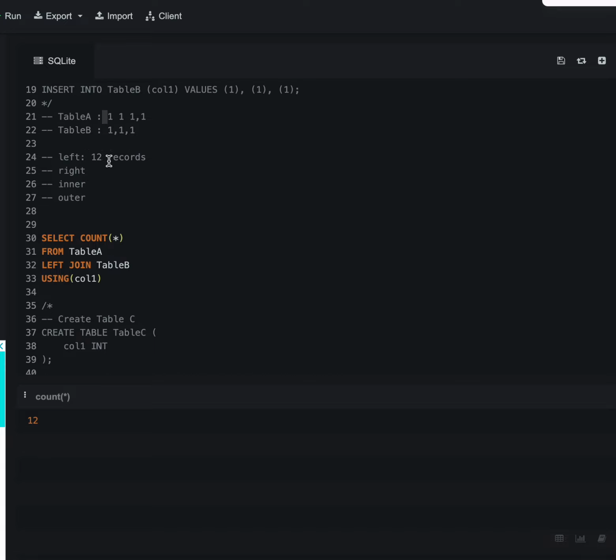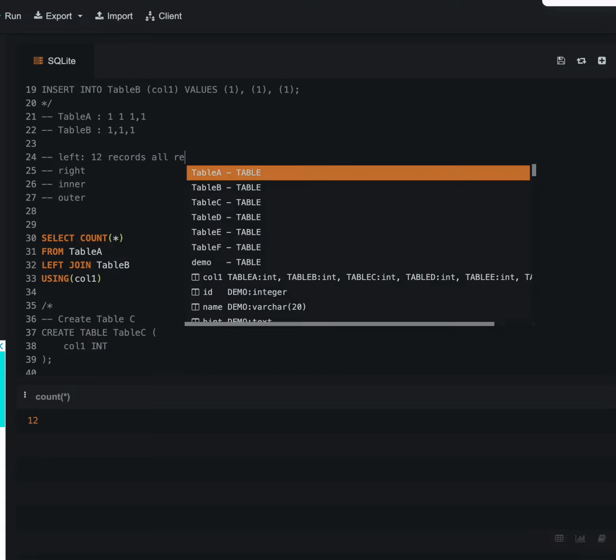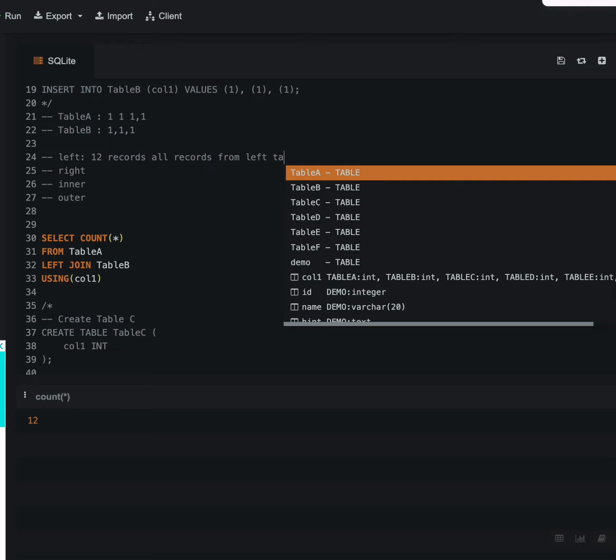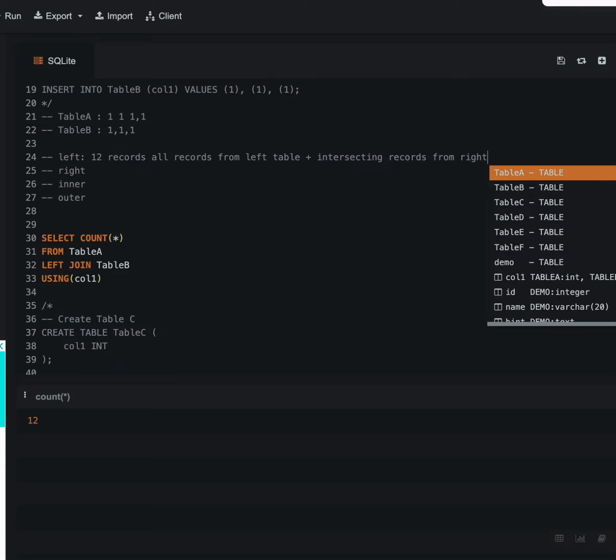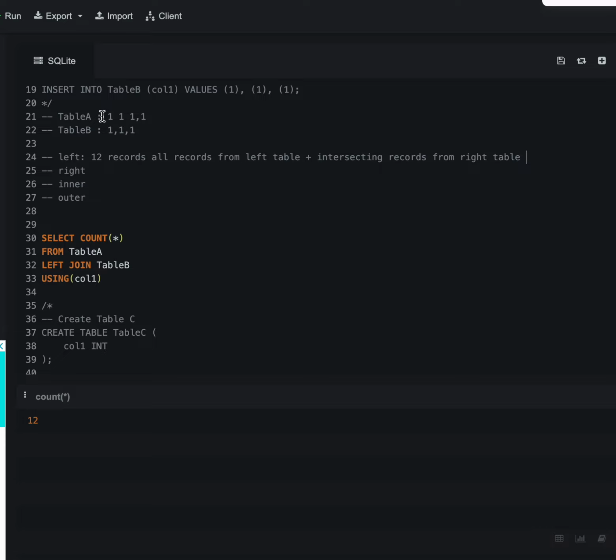And in left join, what happens? All records from the left table plus intersecting records or common records from the right table. Since in this question all the records are intersecting records, if I perform the right join, I will get the same output. This one will combine with all the 4 ones, this one will combine with all the 4 ones, this one again will combine with all the 4 ones.